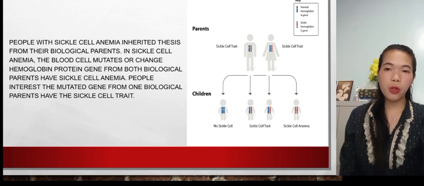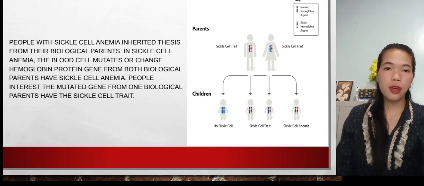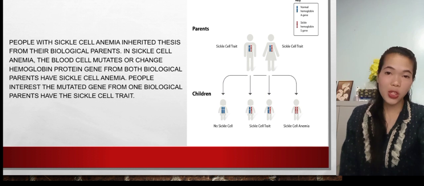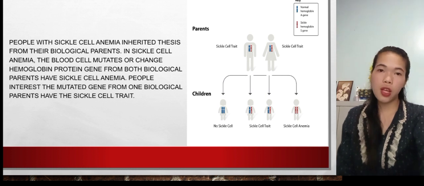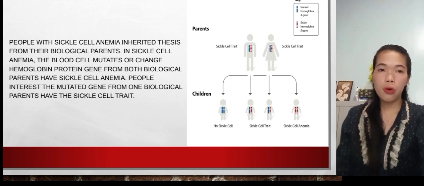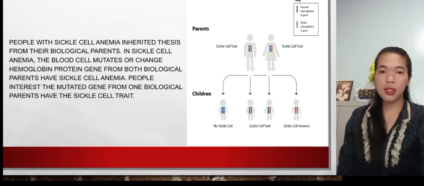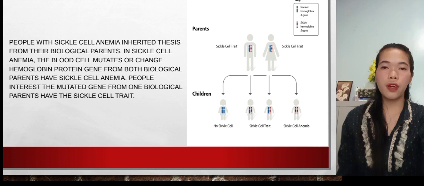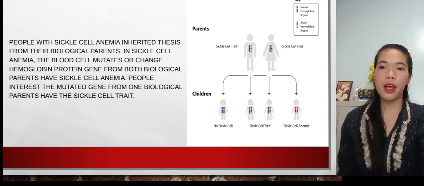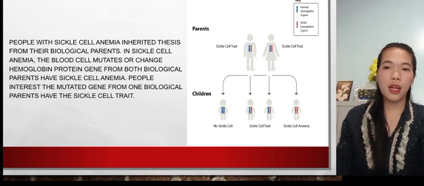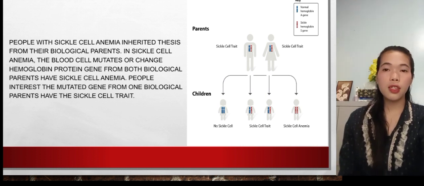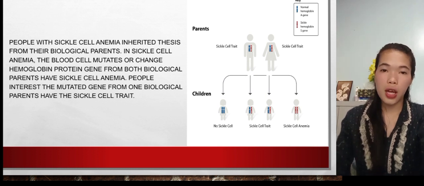Next, people with sickle cell anemia inherit the disease from their biological parents. In sickle cell anemia, the gene for the hemoglobin protein is mutated in both biological parents. For a child to be affected, both mother and father must carry one copy of the sickle cell trait and pass both copies of the altered form to the child. If only one parent passes the sickle cell gene to the child, the child will have sickle cell trait.